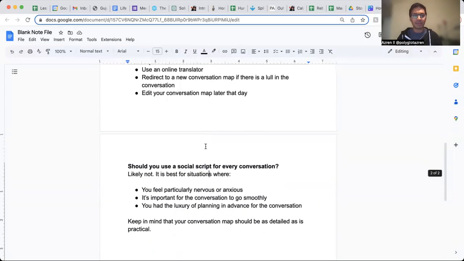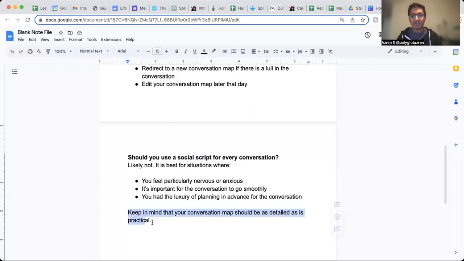Also remember that, where to go? Here it is. Remember that you just need to make it go as detailed as is practical. You don't need to make it infinitely long. It's okay. It can be relatively small.